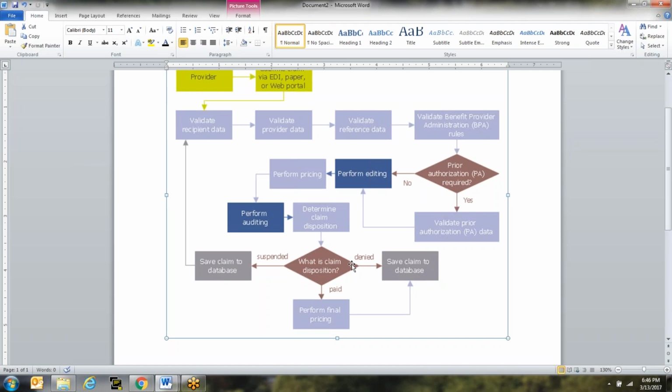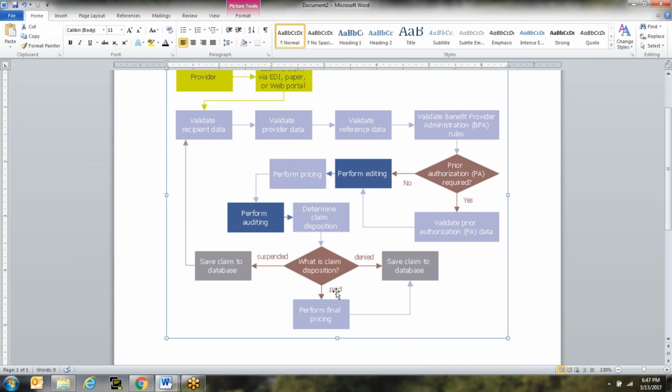Every claim, whatever the status is, will be saved in the database. Whatever system you're working on, Blue Cross Blue Shield or whatever, every claim which comes in through the door will be saved. The status will be saved. Even if the claim comes in 100 times and keeps getting denied, all those 100 instances will be saved. So suspended, denied or paid, everything will be saved to the database.